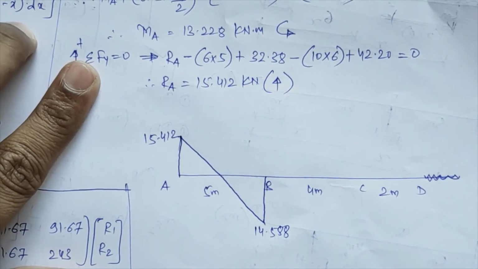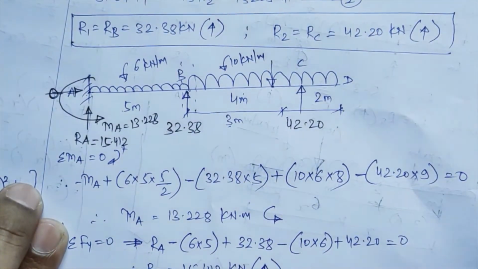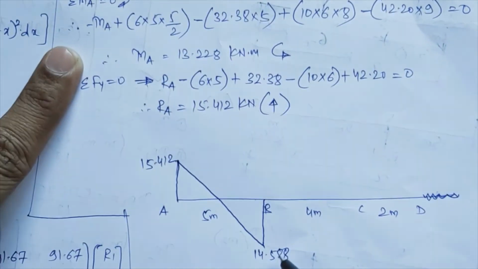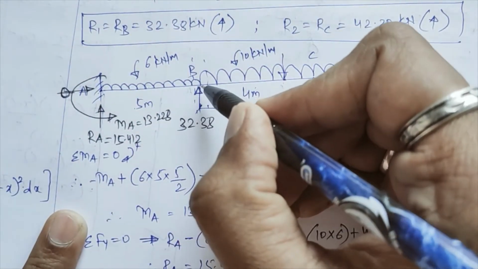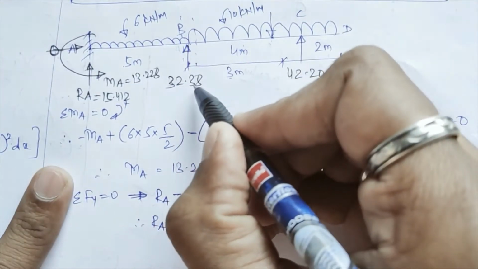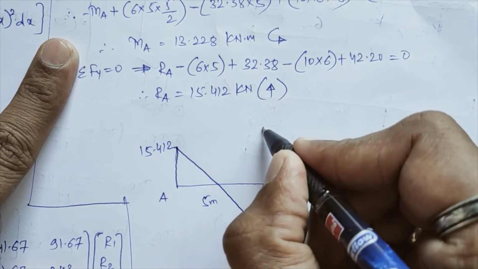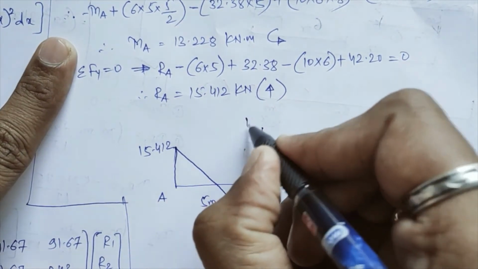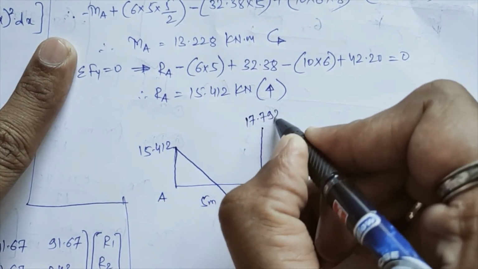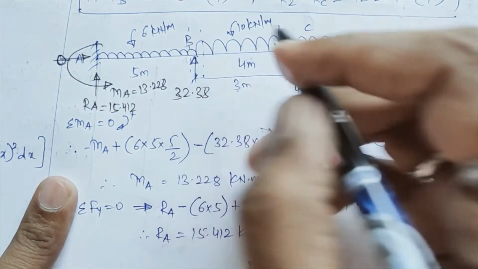These two shear force points will be joined by an inclined line. Now shear force at B just to the right. Whatever negative shear force I am getting, 14.588, in that this positive reaction will get added. So minus 14.588 plus 32.38 will give me a positive shear force of 17.792 here. Okay, that is your shear force just to the right of B.